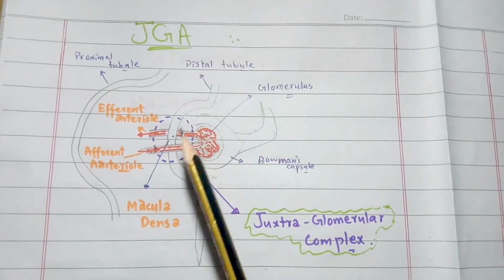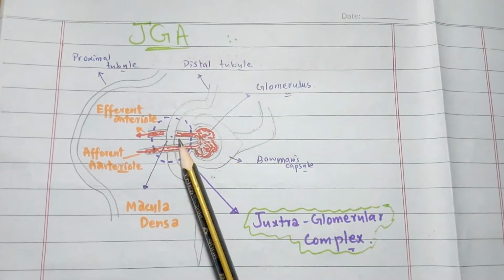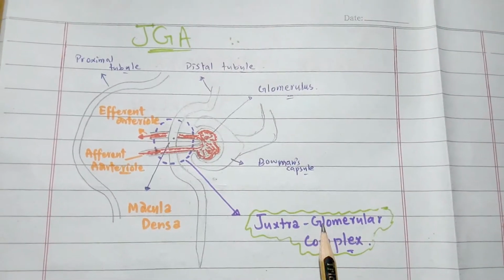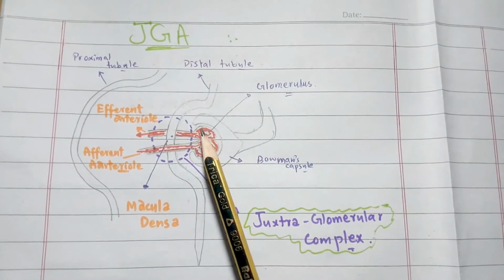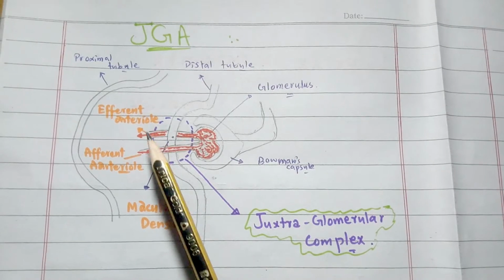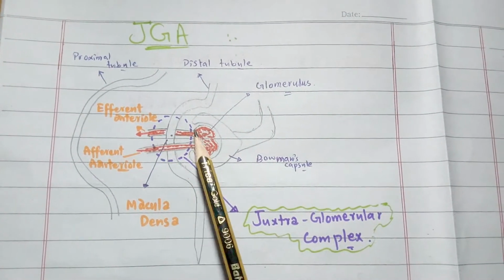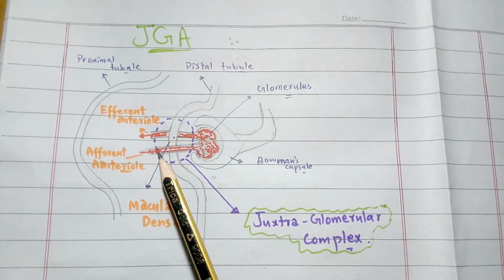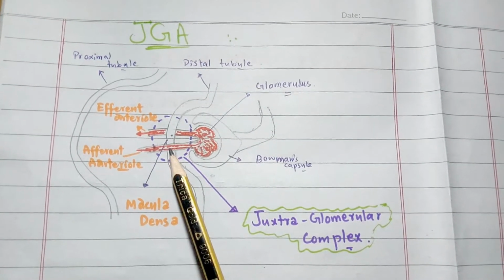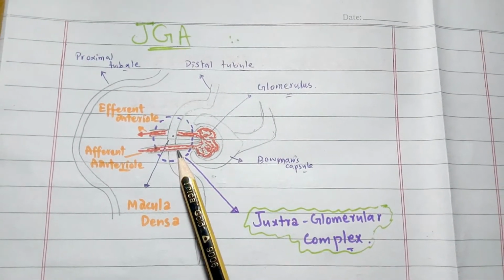Second are the vascular cells, which are a component of this complex or apparatus. Vascular cells are the smooth muscle cells of the afferent and efferent arterioles that are in contact with the macula densa. They are called the juxtaglomerular cells. These vascular cells are called the juxtaglomerular cells.